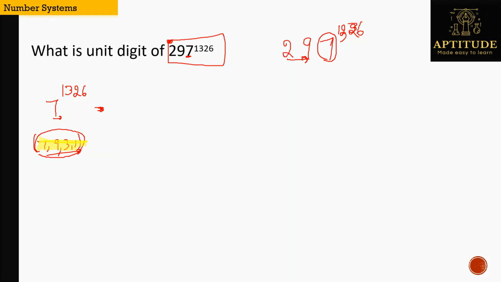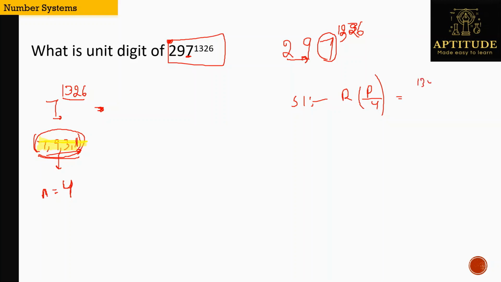For that, what we should do is consider this: how many numbers are there in the power cycle? The number of values in the power cycle is 4, which means for every 4 powers, the cycle will be repeating. So step 1: find the remainder when this power is divided by 4. When the power is divided by 4, just find the remainder. What is the remainder you're getting?